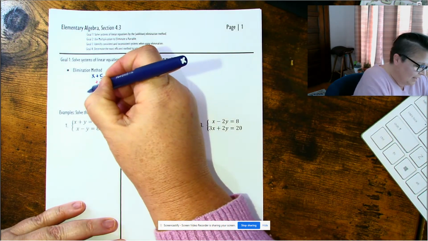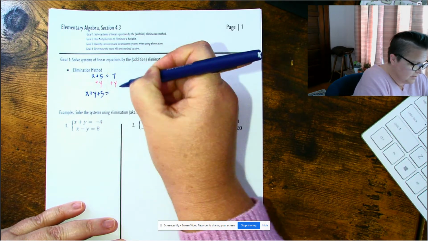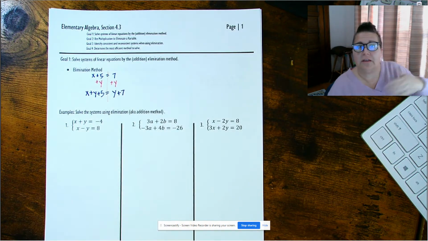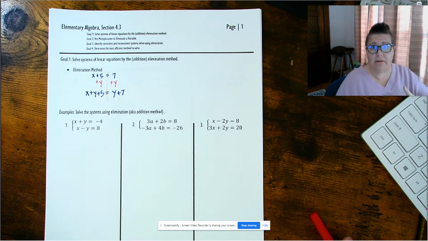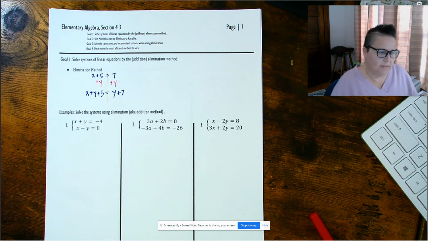And what I get in the end, x plus y plus 5, has to be equal to the other side. I'm using what's known as the addition property of equality to say if I add equal things to both sides of the equation, the equality is maintained. I haven't changed it.